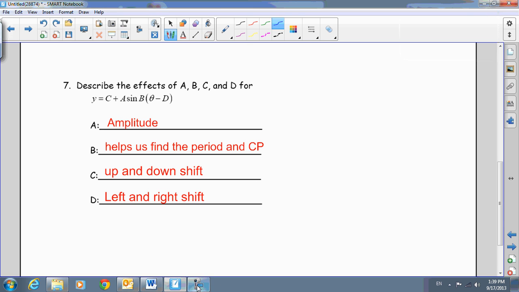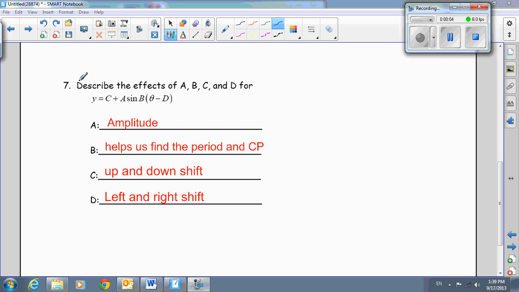Hello guys, let's start by reviewing what we did last time. If you go back to your last notes, I remember we said that A, located right in front of the trig function, represents your amplitude. It tells you the highest or the lowest point from the axis. B will help you find the period and the critical point.